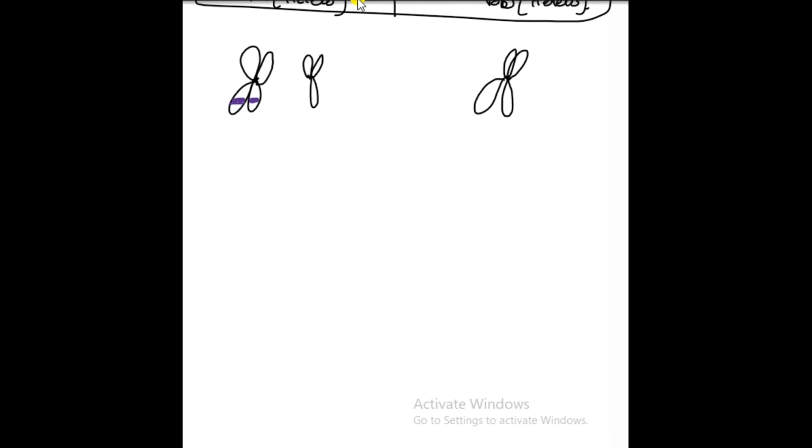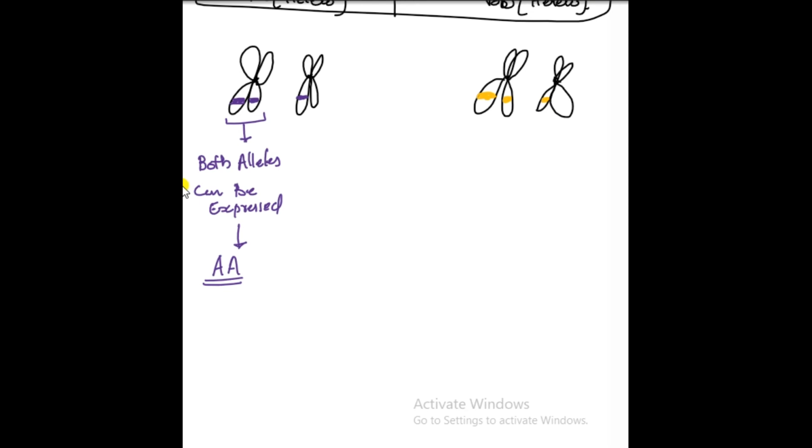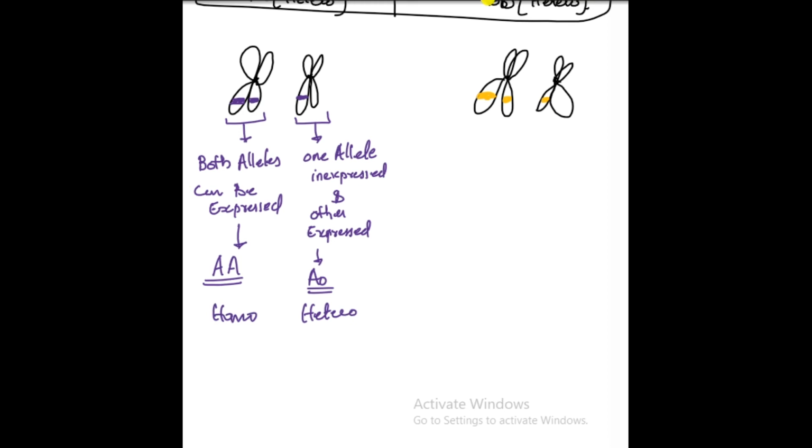I am drawing chromosome number 9, and the genotype of blood group A and B. If both alleles are expressed, that is capital A. But in chromosome 9, if only one allele is expressed and the other is not expressed, it is capital A and O. So we can write the homozygous and heterozygous here.